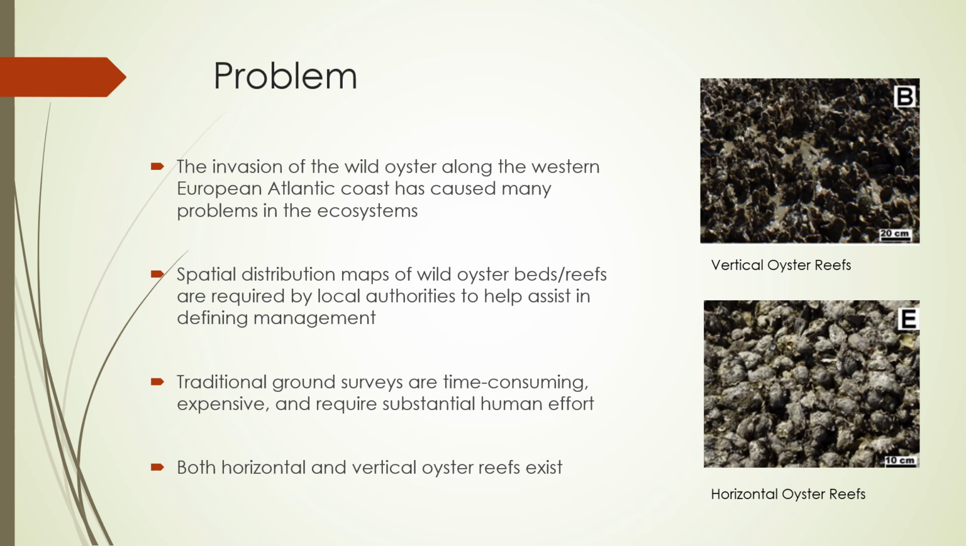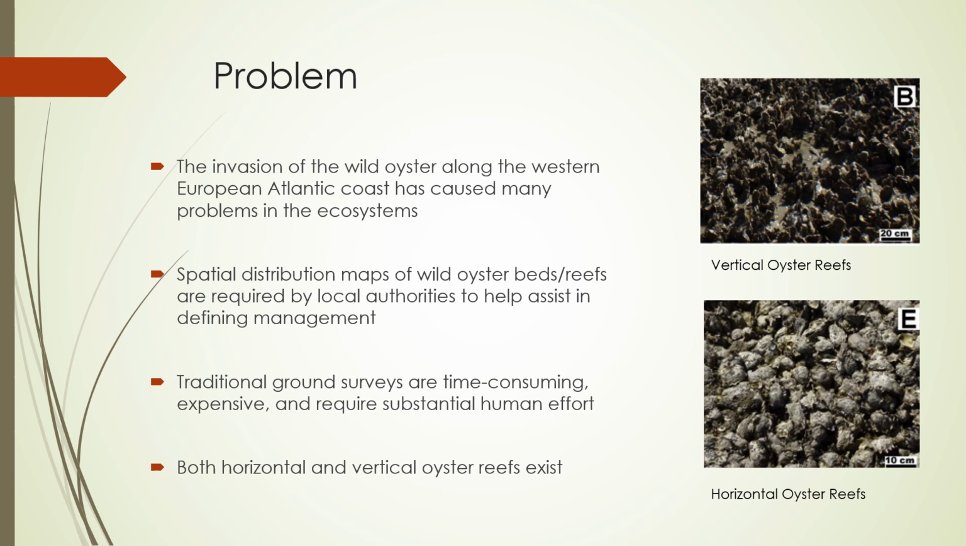The population could fluctuate greatly season to season. They used to do this by traditional ground surveys. Someone would go out and map it themselves by hand, which could be very time consuming, expensive, and require extensive labor.